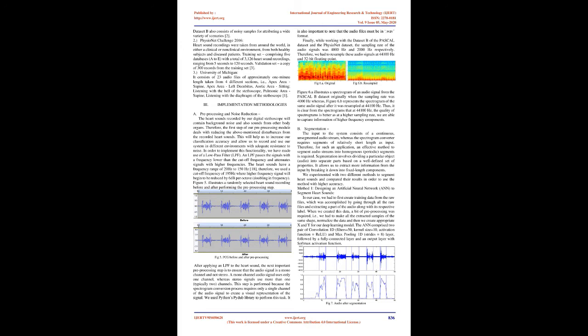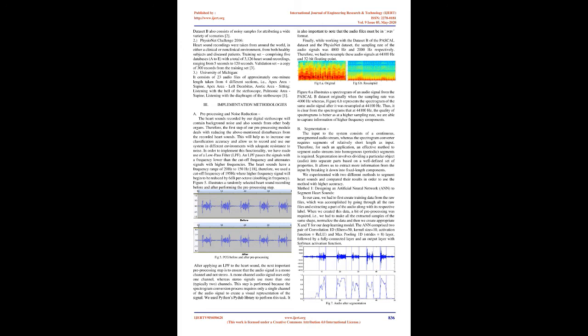Finally, while working with dataset B of the PASCAL dataset and the PhysioNet dataset, the sampling rate of the audio signals was 4000 Hz and 2000 Hz respectively. Therefore, we had to resample these audio signals at 44,100 Hz and 32-bit floating point.